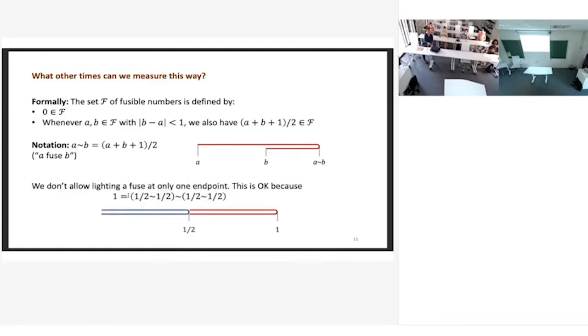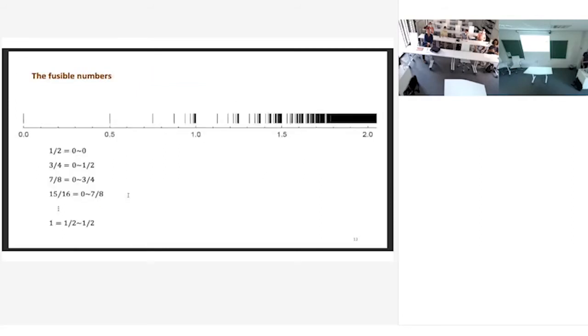Note that we didn't allow lighting a fuse only at one endpoint. We required lighting them always at both endpoints, but this entails no loss of generality, because if you want to measure one unit, you can do it this way by using two fuses. Okay, so this is the set of fusible numbers.